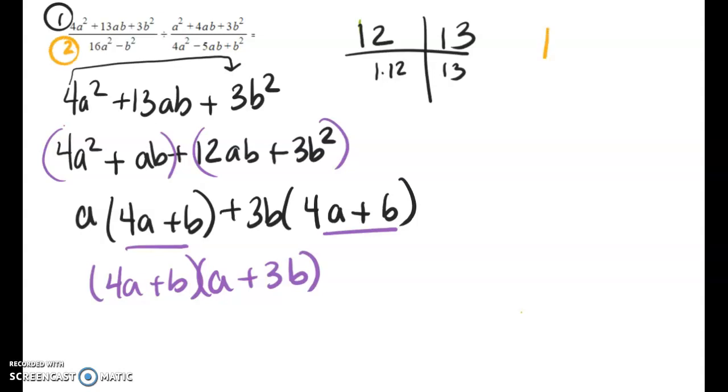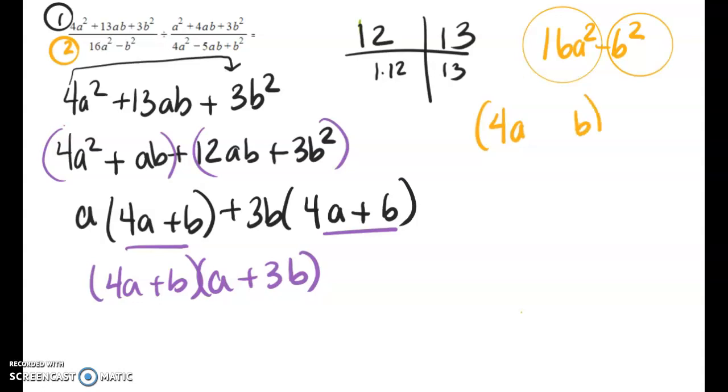Now that one, 16a squared minus b squared, this is a difference of squares problem. The reason why I know that is because 16 is a perfect square, a squared is a perfect square, and so is b squared. So I'll take the square root of 16a squared. I'll take the square root of b squared. So when I write my binomials, it'll look like this. One has a plus sign, one has a minus. So that's going to go in place there.